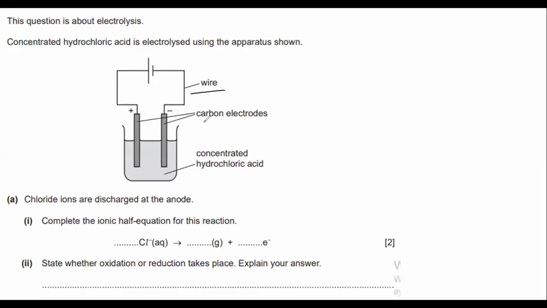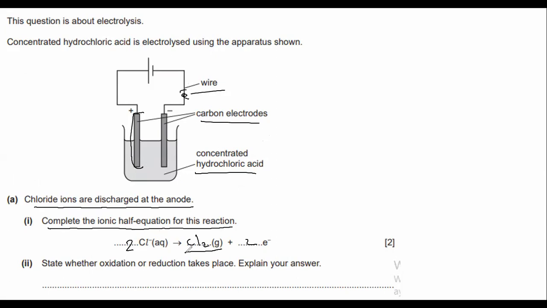We have here the wire by which electrons are moving. We have carbon electrodes, and here we have HCl. Chloride ions are discharged at the anode here. Complete the ionic half equation for this reaction. So guys, we have 2Cl- giving Cl2 plus 2 electrons. This is a diatomic gas, so it must be Cl2.